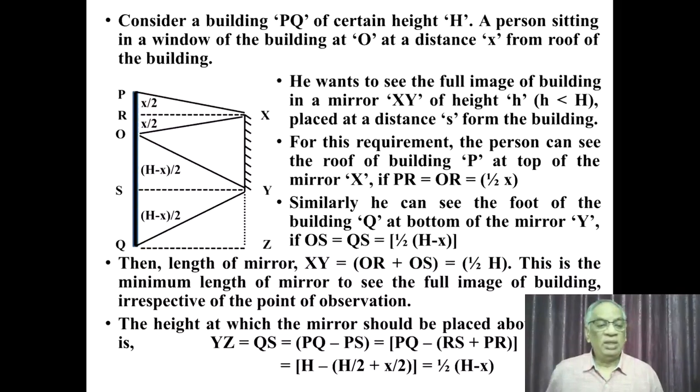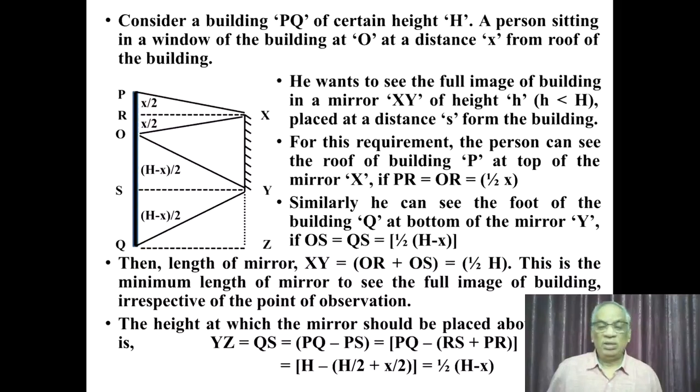That is, the minimum length of the mirror to see the full image of the building is, irrespective of the point of observation, X is not coming in the picture, the length of the mirror should be half the height of the building. That is the minimum length required. Then the height at which the mirror should be placed above the ground is given by YZ. That is the height above the ground at which the mirror is placed.